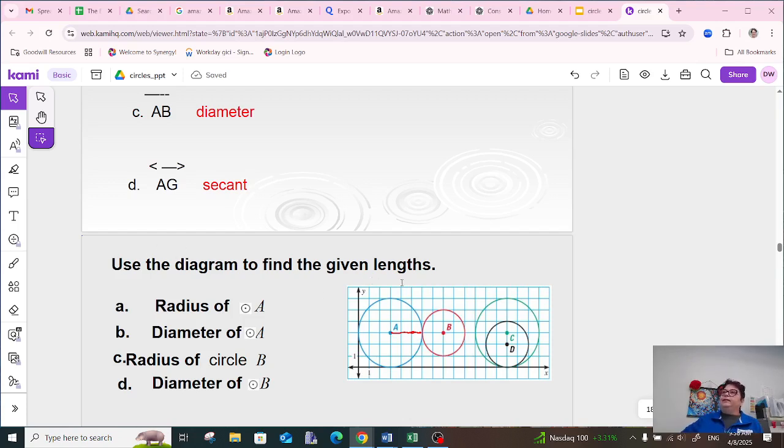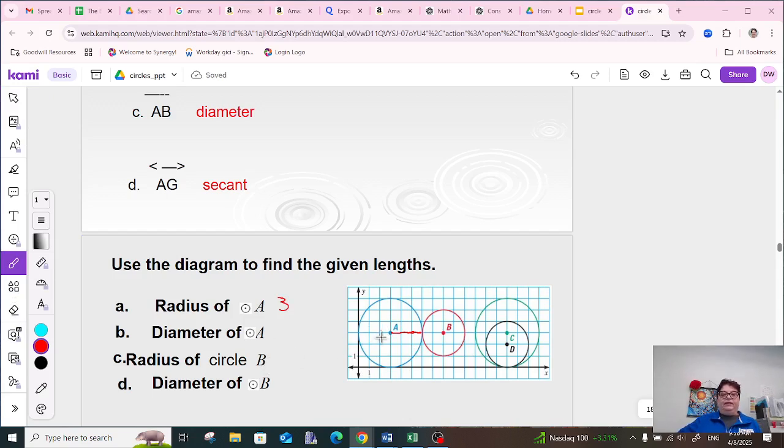Use the diagram to find the given length. So each of these boxes is 1. Use the radius of circle A. How many units is the radius of circle A? 3. So I would just write 3. Diameter of A. So if the radius is 3, what's the length of the diameter? 6. You just double it. What's the radius of B? 2. So what's the diameter of B?